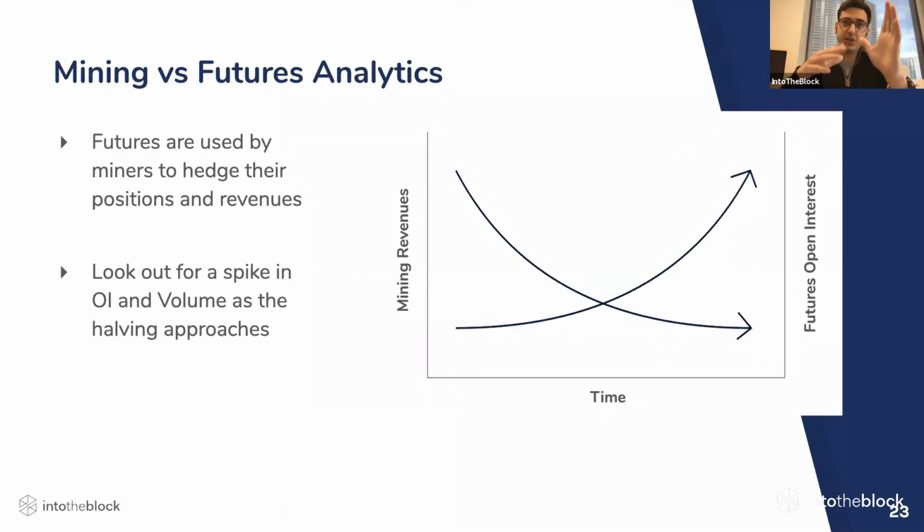But essentially, we believe that there's an inverse relation between mining revenues and expectations of mining revenues and futures open interest. So as you may know, the Bitcoin halving is approaching, mid-May or early May, sorry, and mining revenues along with Bitcoin issuance will drop in half. And as a result, we expect open interest to continue increasing, especially if price stays the same, as more miners hedge their risk of holding Bitcoin and earning less Bitcoin.